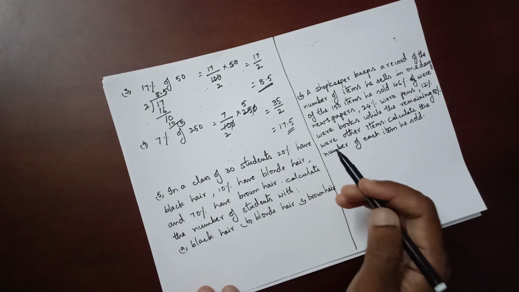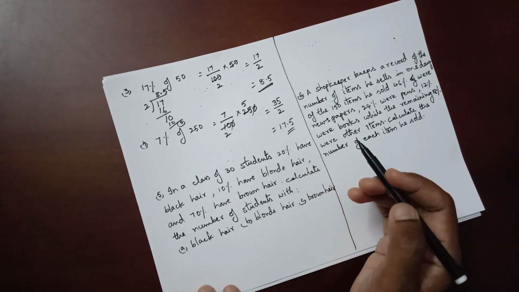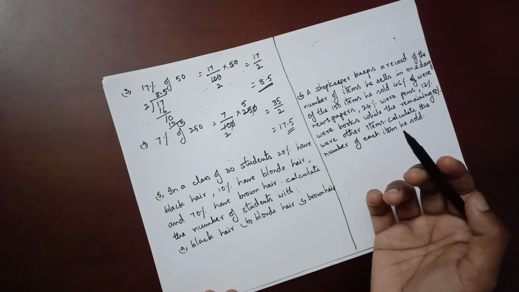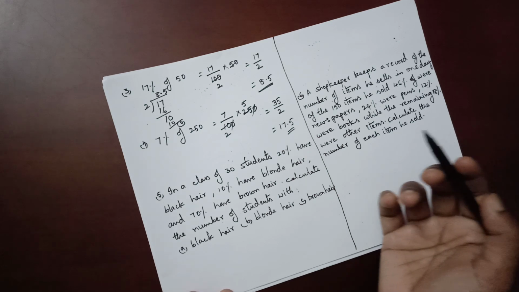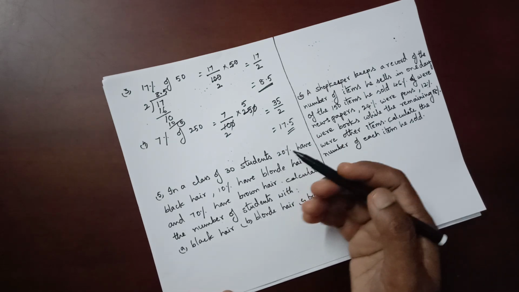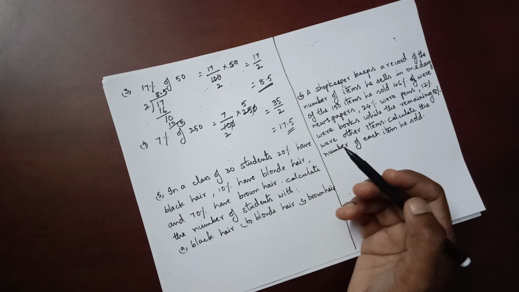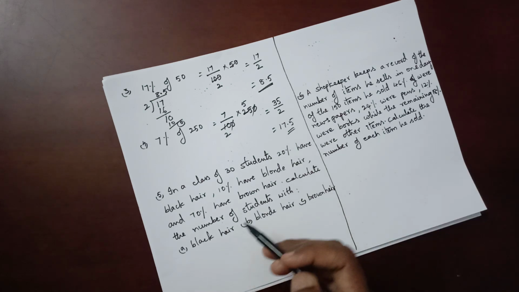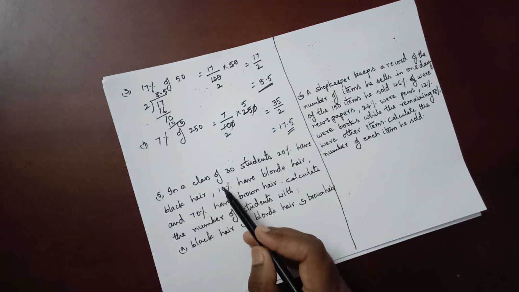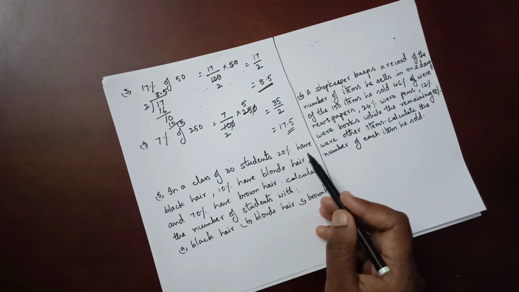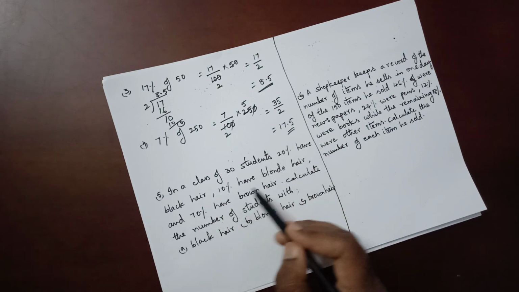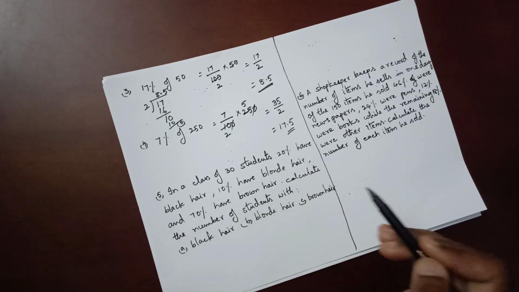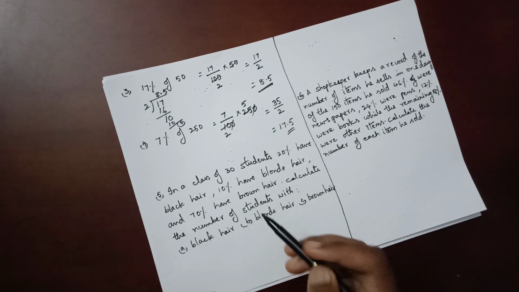All the problems I am explaining, do them once again in your leisure time. Whatever time you get, just go through them once again, and you will find it easier and easier to do the problems. In the next problem: in a class of 30 students, 20% have black hair, 10% have blonde hair, and 70% have brown hair. Calculate the number of students.